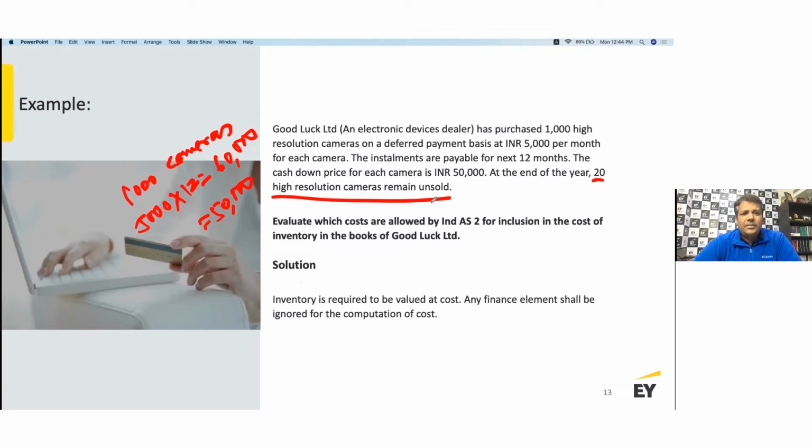Any financing element shall be ignored for the computation of cost. Cash price per camera is 50,000. So I'm going to look at closing inventory at 50,000 into 20 is 10 lakh rupees. That's the cost of the closing inventory, right? That's important for you to understand. And whatever is the excess which I paid, that is nothing but an interest cost. And we're going to compute the interest cost, and we'll try and understand this with the help of an example.